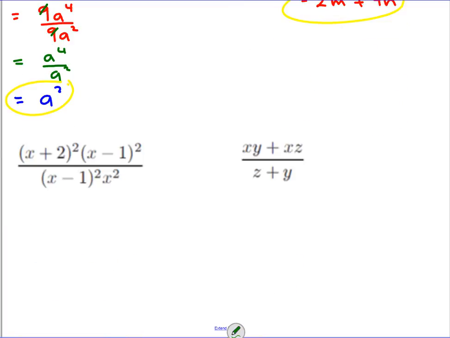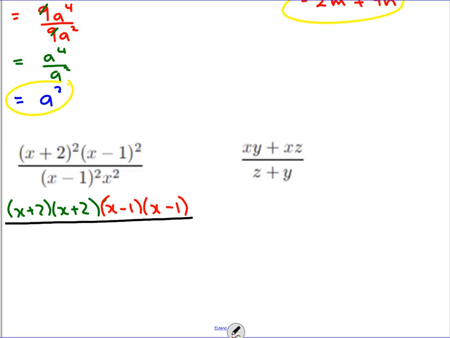We have x plus 2 squared over x minus 1 squared. You might want to write that out as x plus 2 and x minus 1 squared. It's all just multiplied, so keep them next to each other. That might help. All over x minus 1 squared, which is the same as x minus 1, x minus 1, so you can expand that, multiplied by x squared. We can only really cancel down this one and this one.